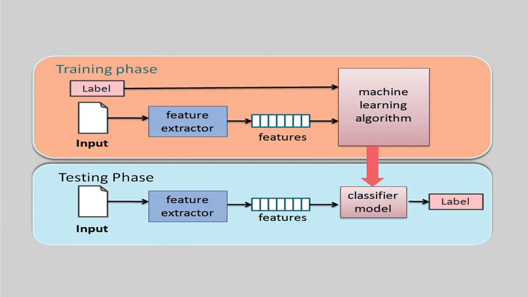This can also be shown like this. In the training phase, you get the input and the label. From the input, you extract the features of the input and feed it to the machine learning algorithm. Similarly, in the testing phase, given the input, you use a feature extractor to extract the features and you feed it to the classifier model to get the label.